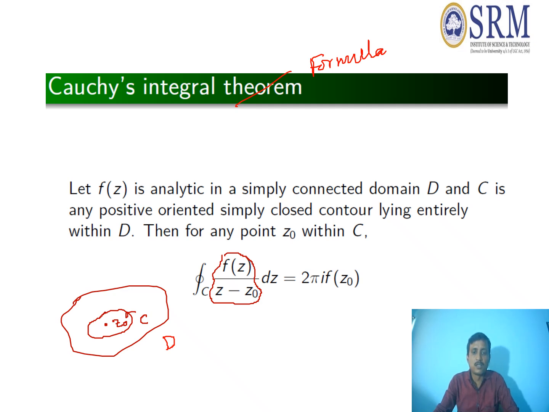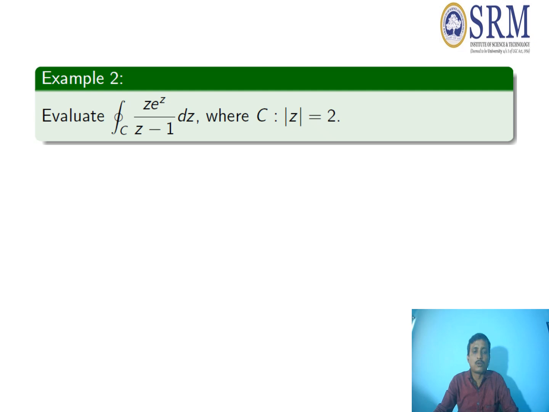f(z) is analytic. But for that z naught, what about this integrand? This integrand has a singularity at z equal to z naught. But we can find the integration value over C, that is actually 2 pi i f(z naught). Fine. So z naught lies in C or on C. So for the application of Cauchy's integral formula, let us evaluate this problem.